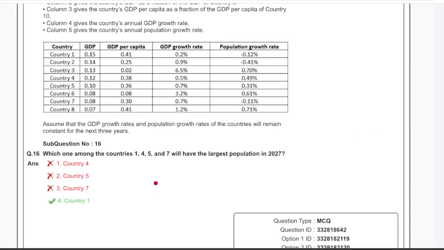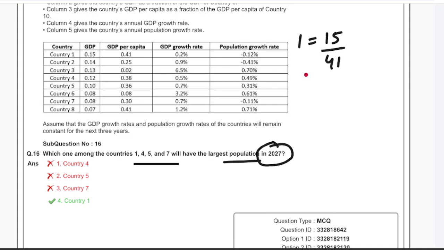Number 3, which among the following countries 1, 4, 5, 7 have the largest population? On the same basis like we did in the first question, we can find out the population by dividing GDP by GDP per capita. So for the country 1, but now this is in 2027. So let's see first of all. For the country 1, it is 0.15 by 0.41, that is 15 by 41.